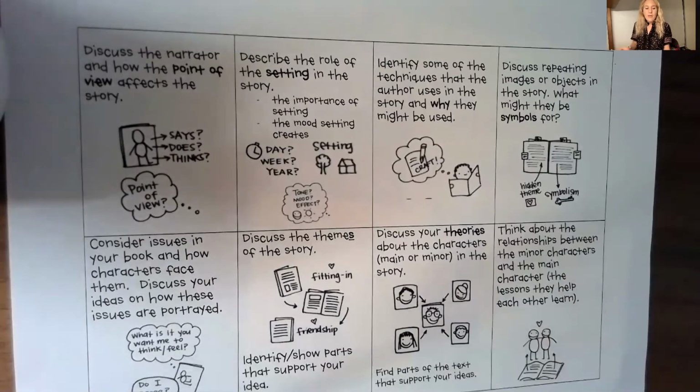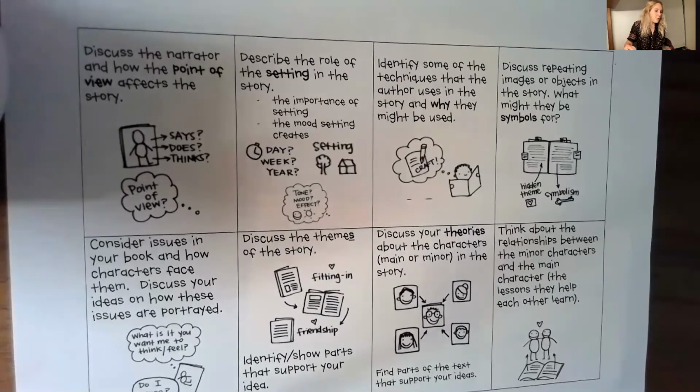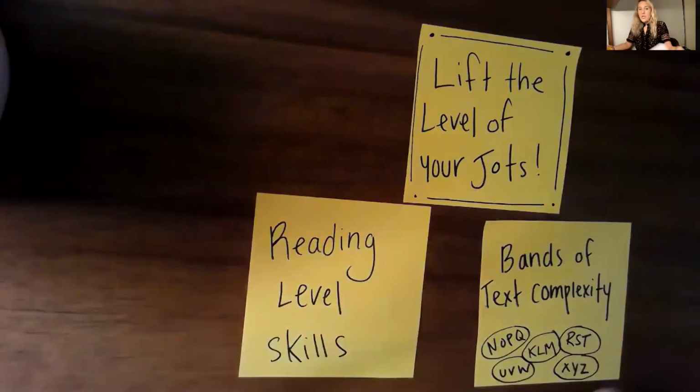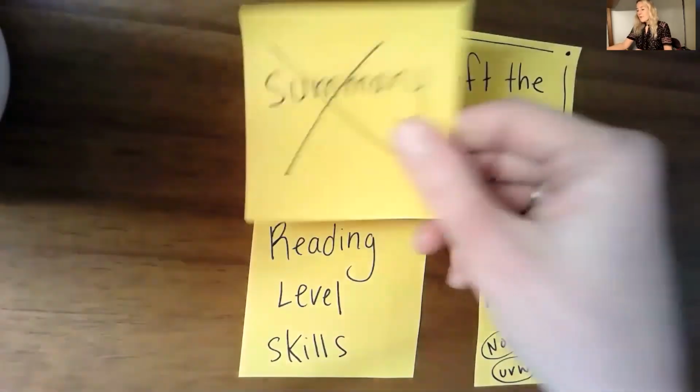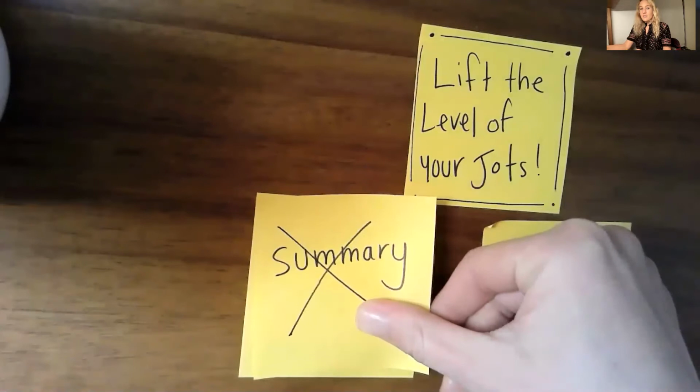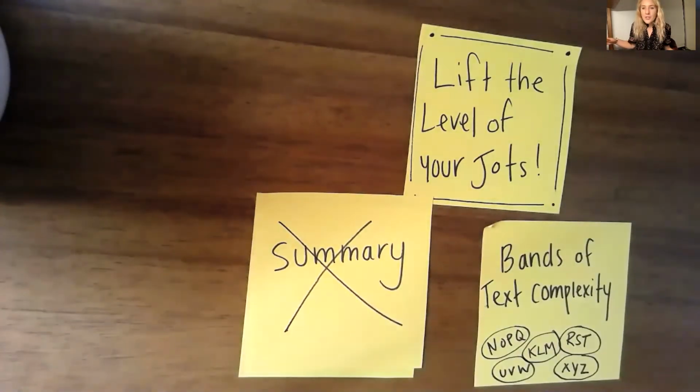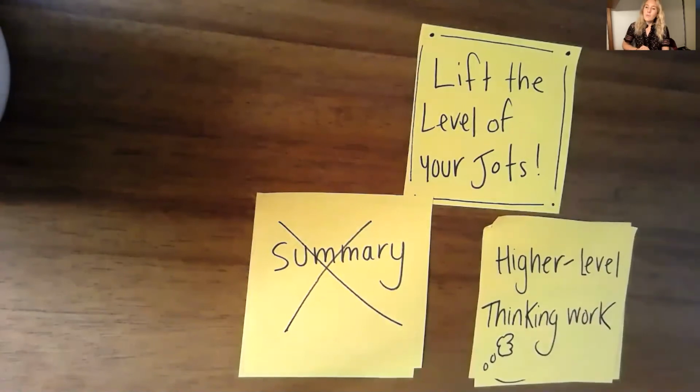But the real thing I'm trying to show you, friends, is that at this point in your reading careers, no matter what level you are, UVW, NOPQ, KLM, XYZ, it doesn't matter at all. No one should be summarizing for their jots. You already know how to do it. I know you know how to do it. I need to see the higher level thinking work that matches where you are as a reader.